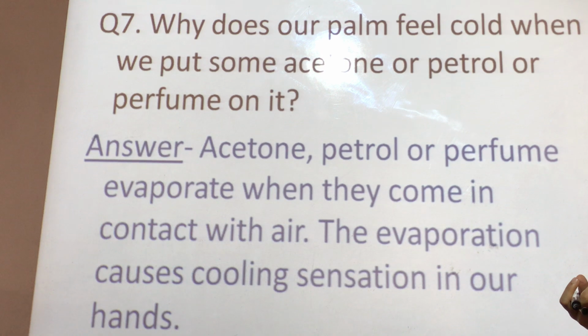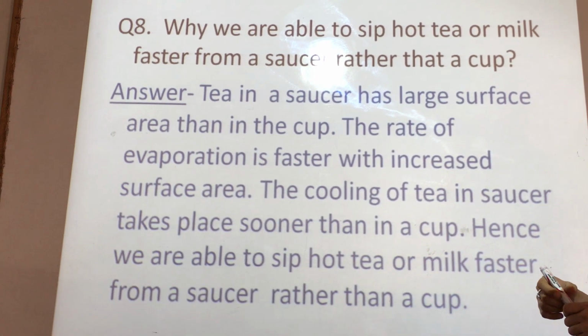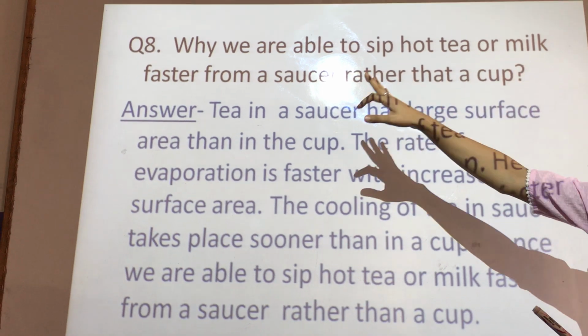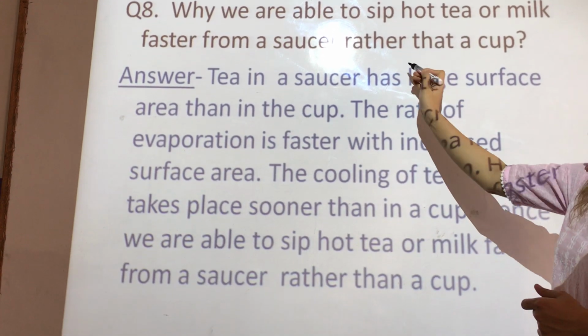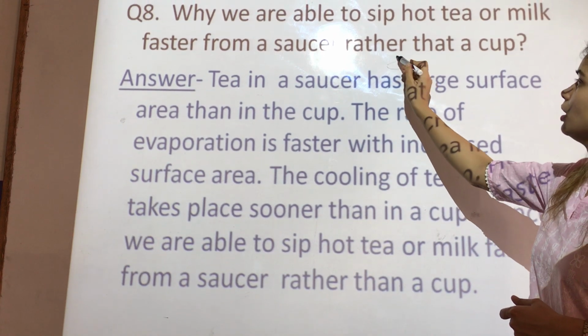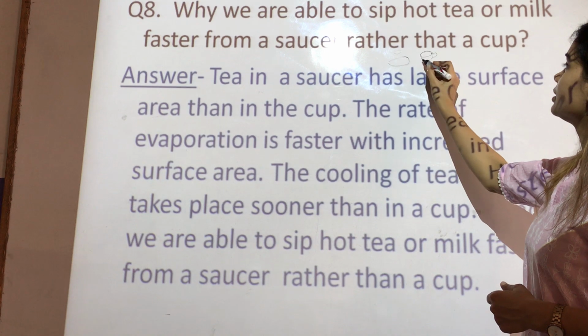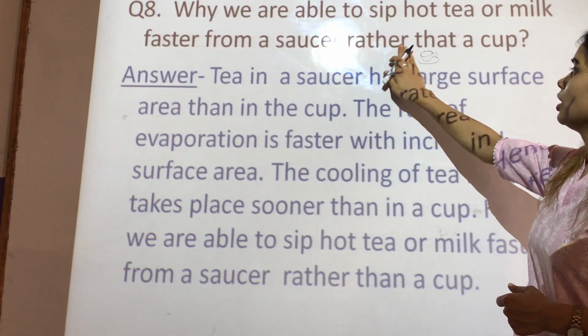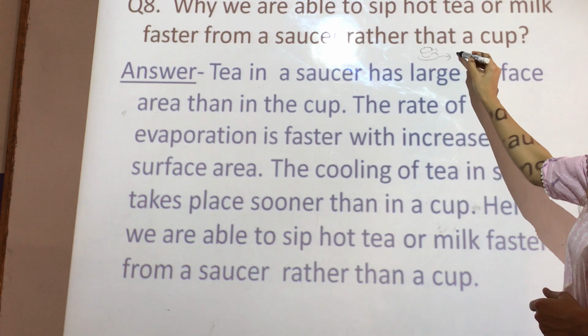Okay, next question. Why are we able to sip hot tea or milk faster from a saucer rather than a cup? You must have seen a saucer. Suppose this is the cup, and this is the plate which you use along with the cup. That is a saucer.